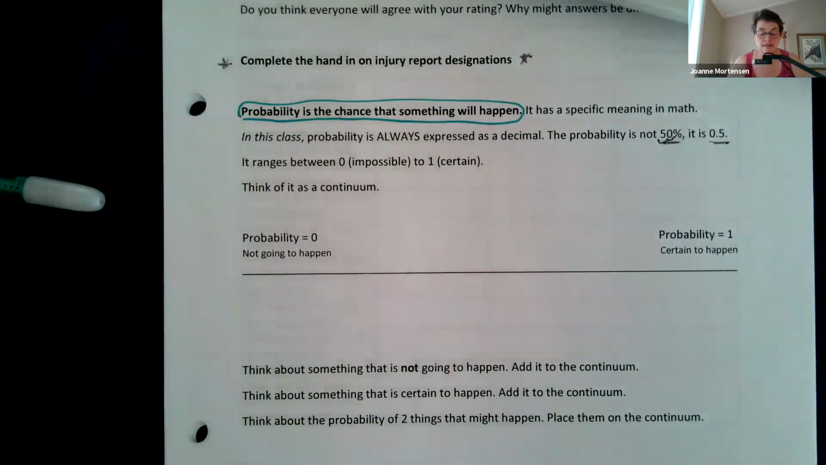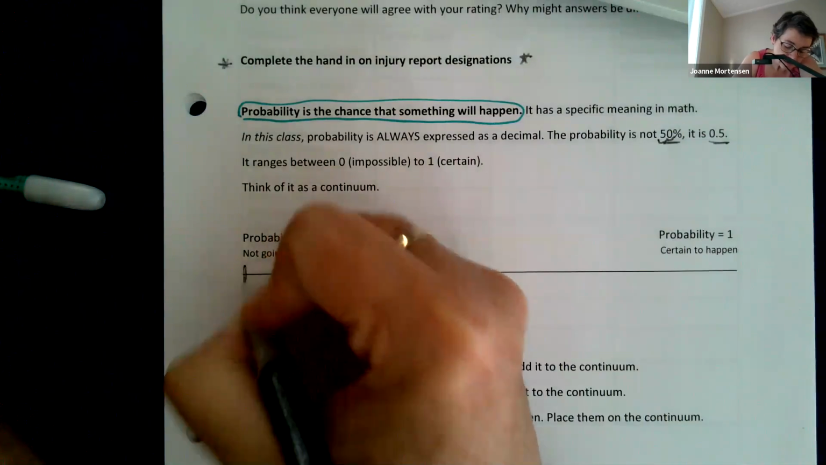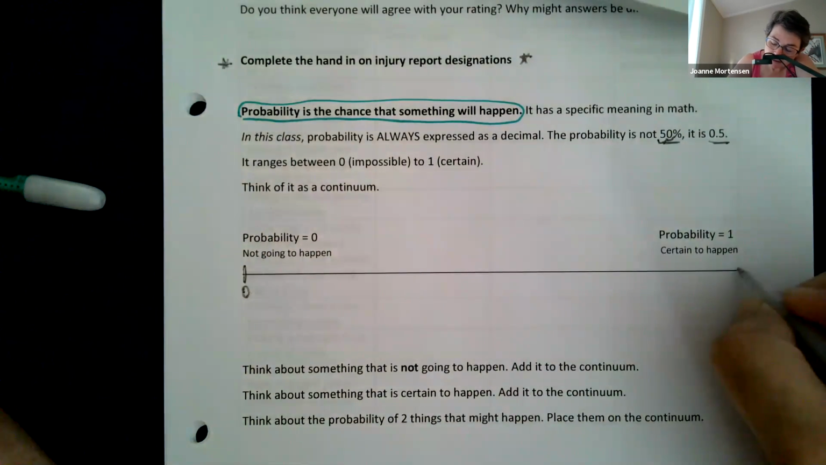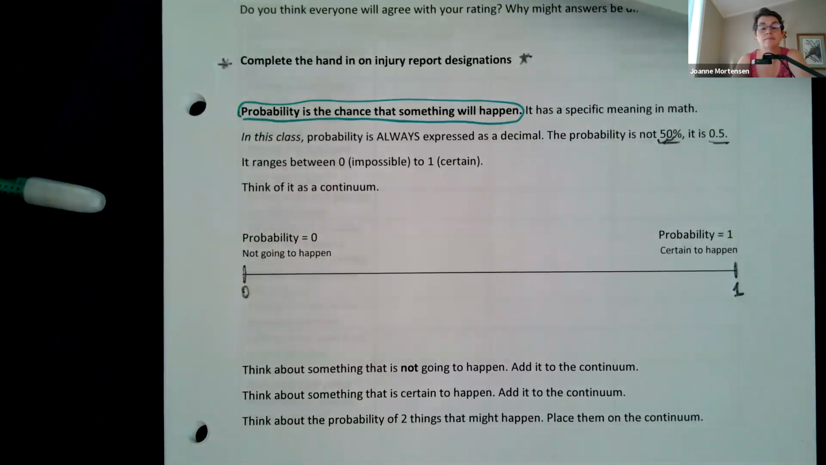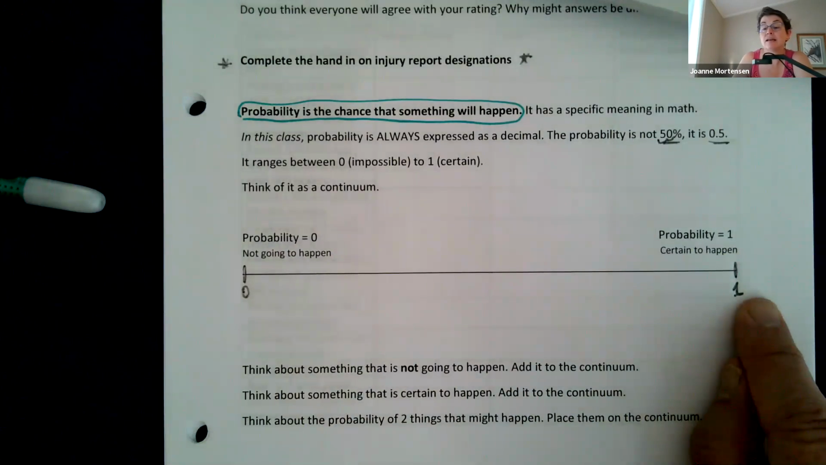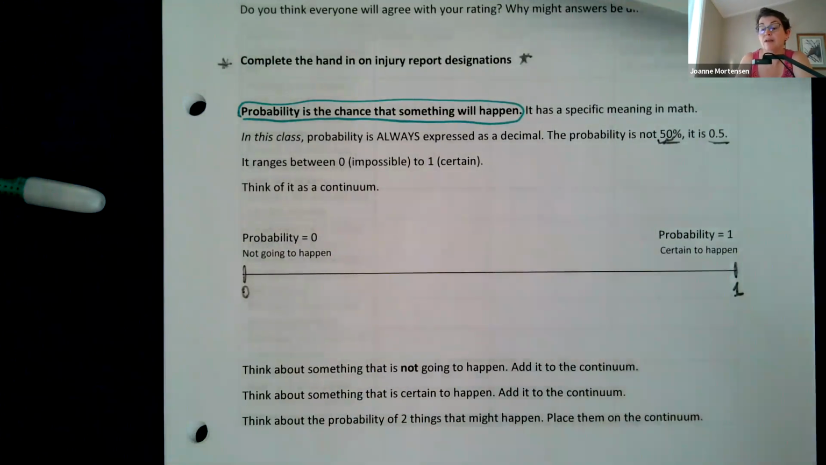Okay, and I said, think of it as a continuum, so as a big line. So on this end is probability of 0, and on this end is probability of 1. So I would like you to pause the video, and I want you to think of something that isn't going to happen and write it here. And then think of something that is going to happen and write it over there. So when I look at your stuff, I don't want you to have the same examples that I do. Let's think.